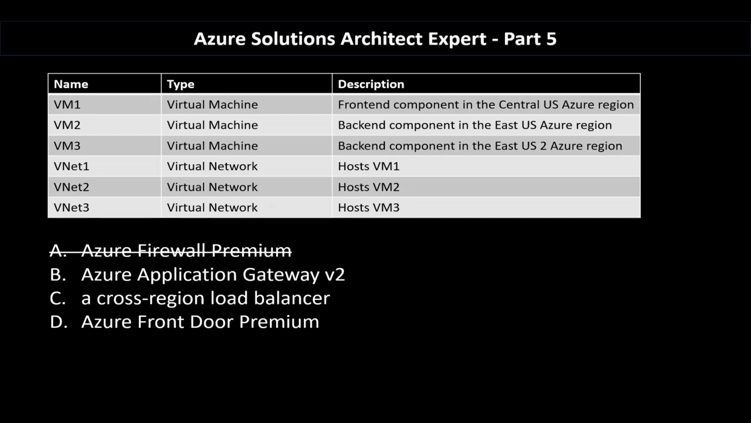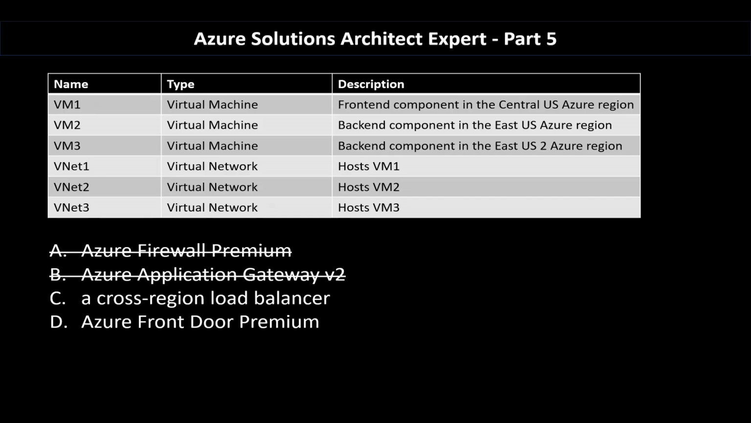Now, the second factor you need to take into consideration is that VMs are located in different Azure regions, which is Central US, East US, and East US 2. Based on this, you can rule out option B. Azure Application Gateway is region specific and is designed to handle traffic within a single region.